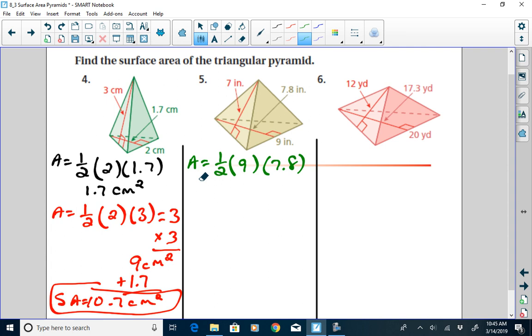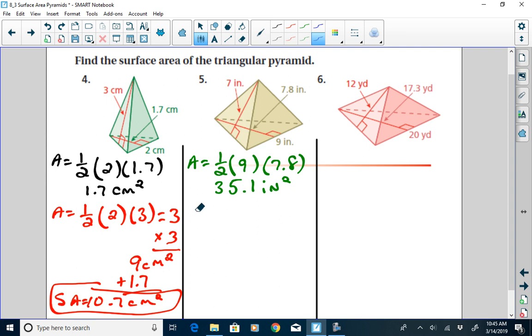So we have 4.5 times 7.8, and we wind up with, this is 1/2 of 9, which is 4.5. 4.5 times 7.8. I'm going to do that on the side of my paper here. 4.5 times 7.8. We wind up with 35.1. And 35.1, those are square inches. That's just the area of the triangular base.